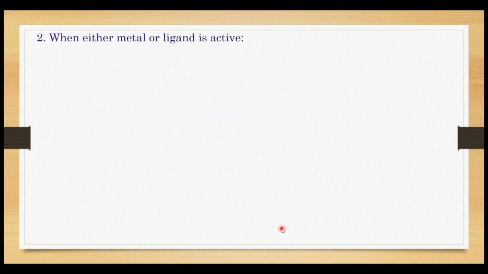Okay. In the next case, either metal or ligand is active. In that case, we can write Im not equal to 0, Il equal to 0, Is equal to 1 by 2. Here metal is active, ligand is inactive. And the next case, Im equal to 0, Il not equal to 0, Is equal to 1 by 2. Here metal is inactive and ligand is active. In that case, how will this splitting occur and how many signals are we getting?